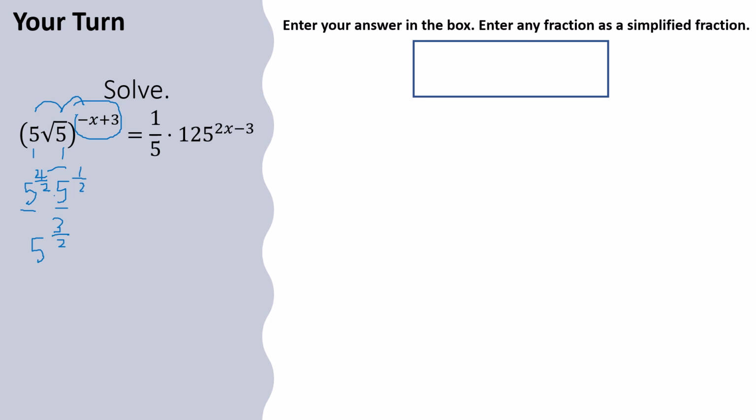All right, so 3/2 times negative x is negative 3/2 x. And then 3/2 times 3 is positive 9/2.